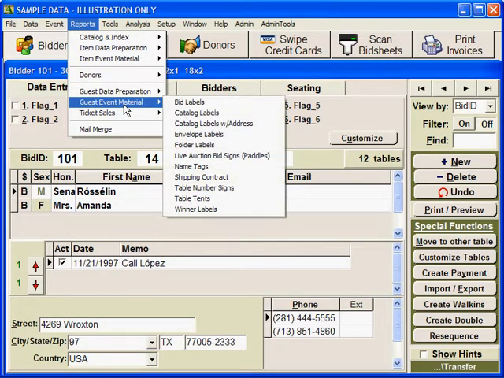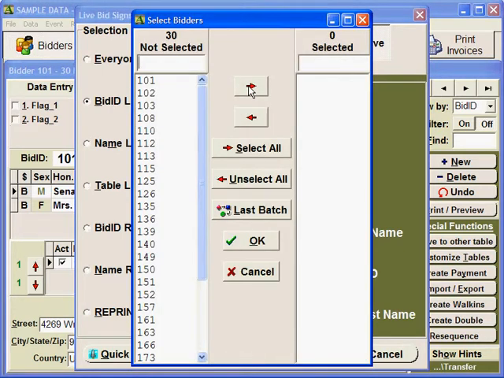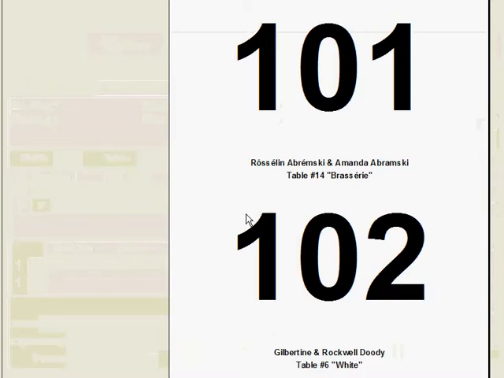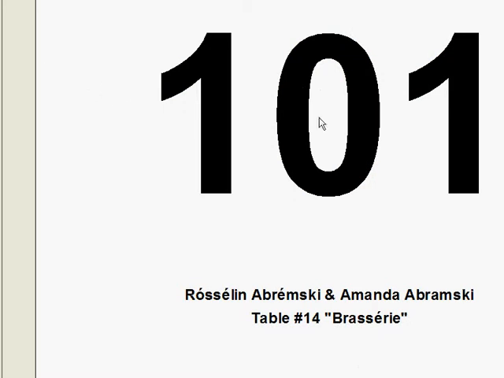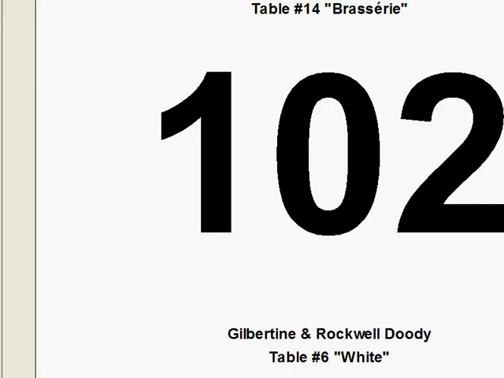In the guest event materials menu, we have different kinds of labels. You have your live auction paddles or bid signs, you have name tags, table numbers, and table tents. To print live auction paddles or bid signs, you select the option, you click preview, and you select the bidders that you want to print for. The live auction signs will print 2 per page. So you simply cut them down the middle and put them in the packet.